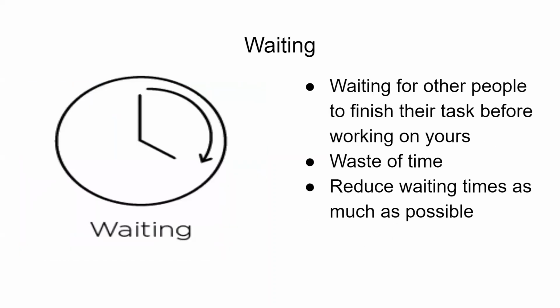The sixth MUDA is waiting. Waiting is when you have to wait for other people or machinery to finish their task before you can move on to yours. This is simply a waste of time. Reducing waiting times as much as possible is a great way to reduce this MUDA.